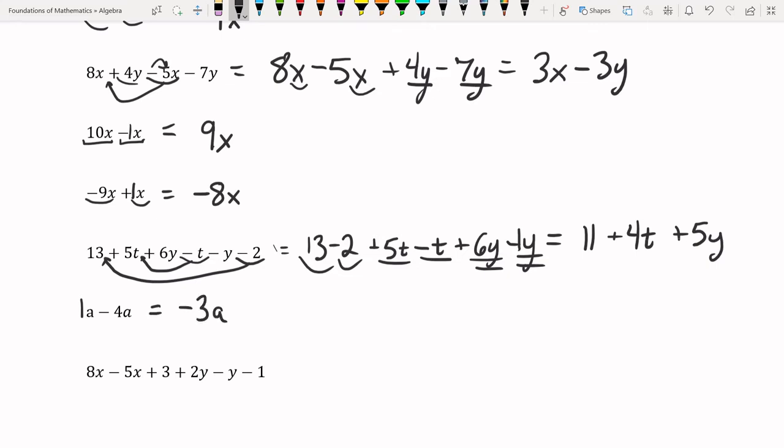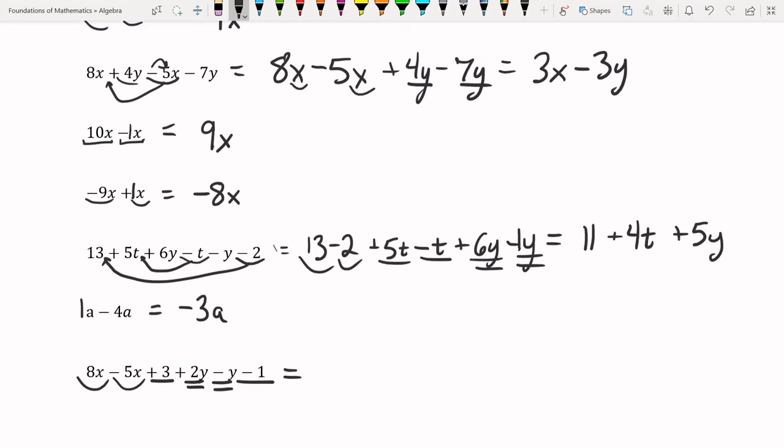All right, last one here. Instead of rearranging it, I'm just going to look at it and look for like terms. I see that I have 8x and negative 5x. I have 3 and negative 1. And 2y and negative y.